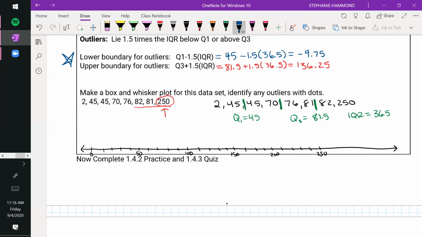Okay, and then just like before, I'm going to draw vertical lines above each of my important points. My minimum was 2. My first quartile is 45. My median was 73. My third quartile is 81.5.